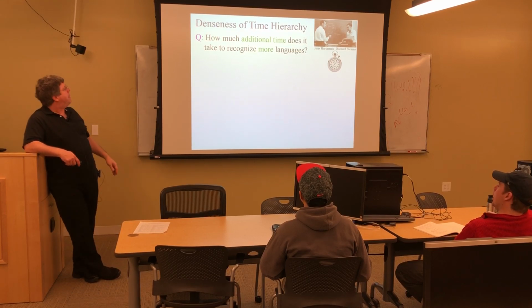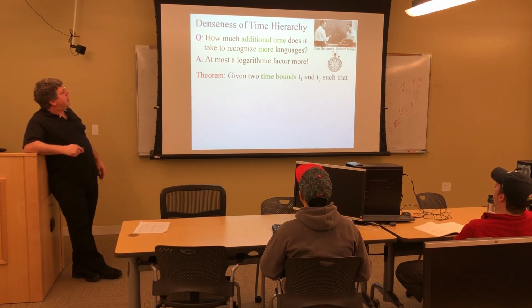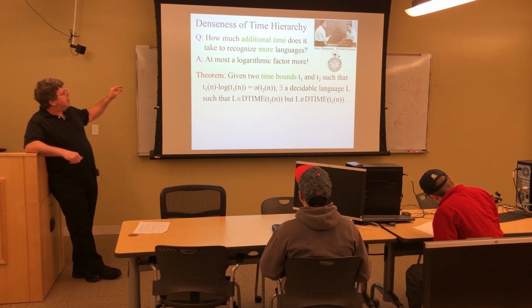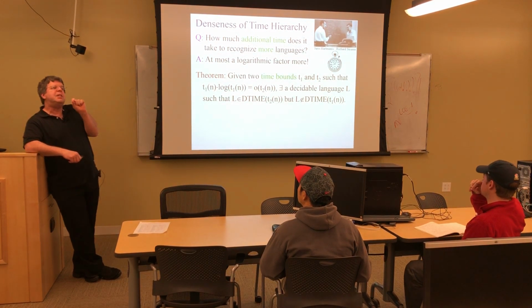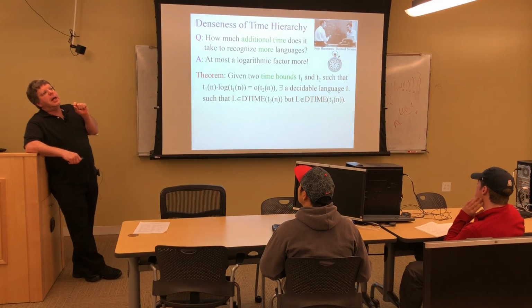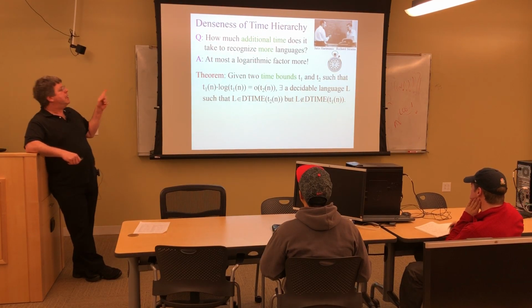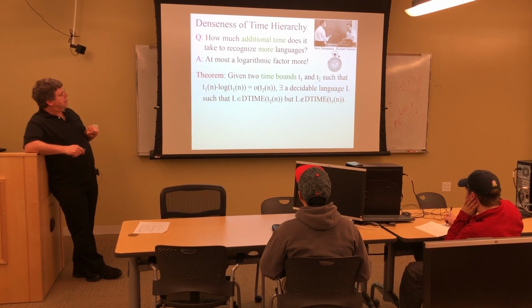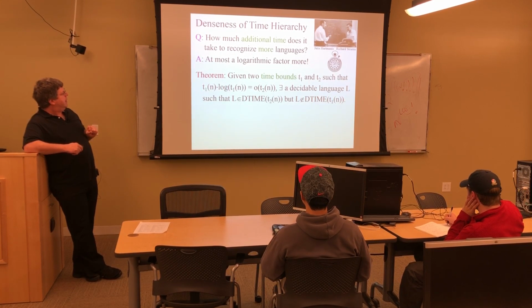We just did the exercise for space. And it turns out for time, you can show a logarithmic factor more is enough. The denseness in time is not as tight as the denseness in space. In space, the slightest asymptotic increase is enough to get you more languages. In time, the increase needs to be at least a log factor. Right? So given two time bounds T1 and T2, as long as T1 log T1 is little o of T2, there are languages in T2 that are not in T1. So you get this extra log factor.